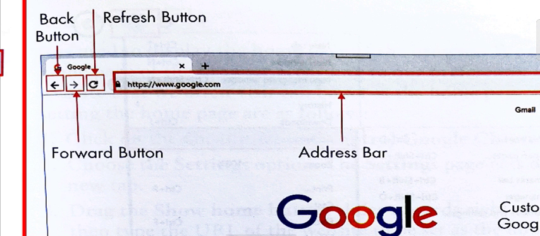Next is the forward button. This is the forward button. This button is active only when we have used the back button. It is used to view the page that was active before we used the back button. The main use of the forward button is to view the page that was active before we used the back button.